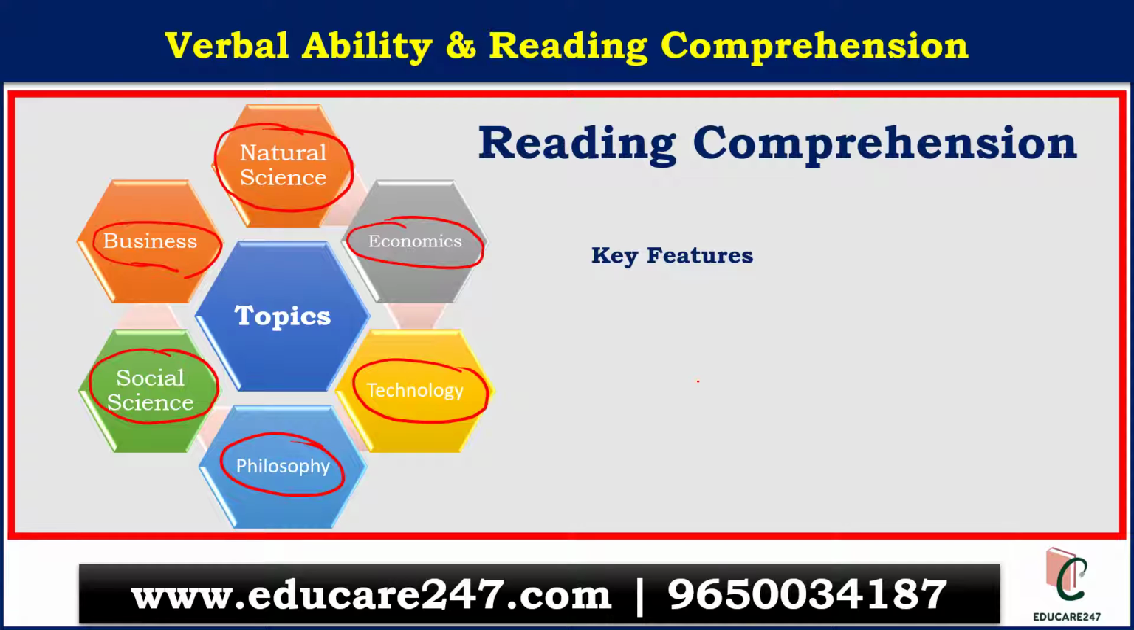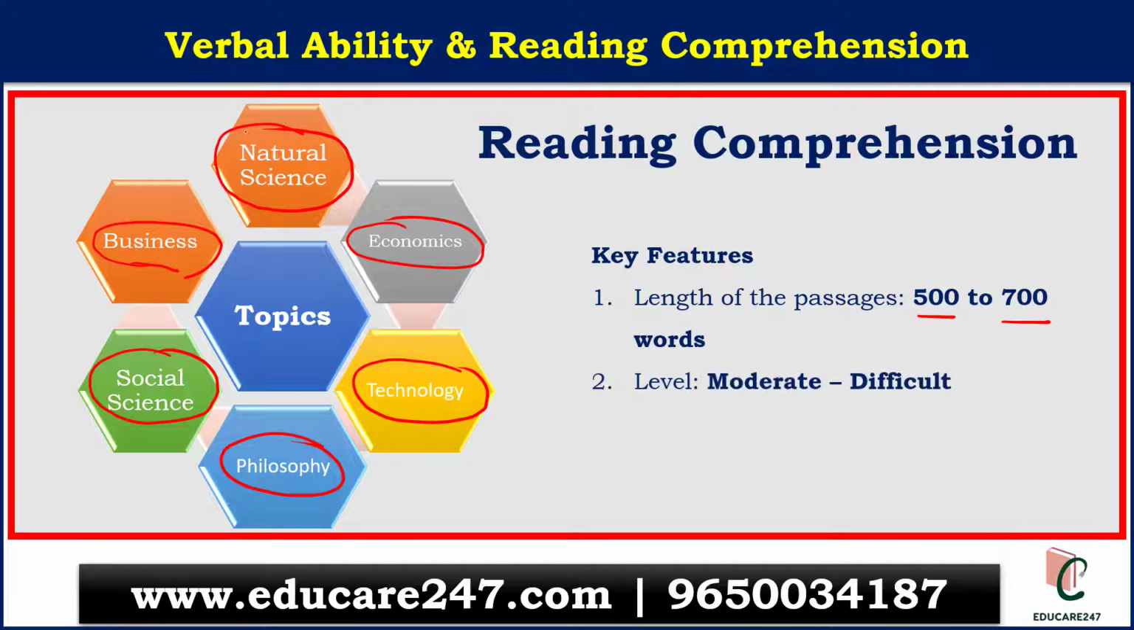So if you are preparing for reading comprehension, you should start reading newspapers or articles pertaining specifically to these 6 topics. If you have to improve your reading speed and comprehending speed, you'll have to focus on these topics. The key features for reading comprehension: the length of the passages would be from 500 to 700 words. So it depends. Then the level of difficulty is generally moderate to difficult.